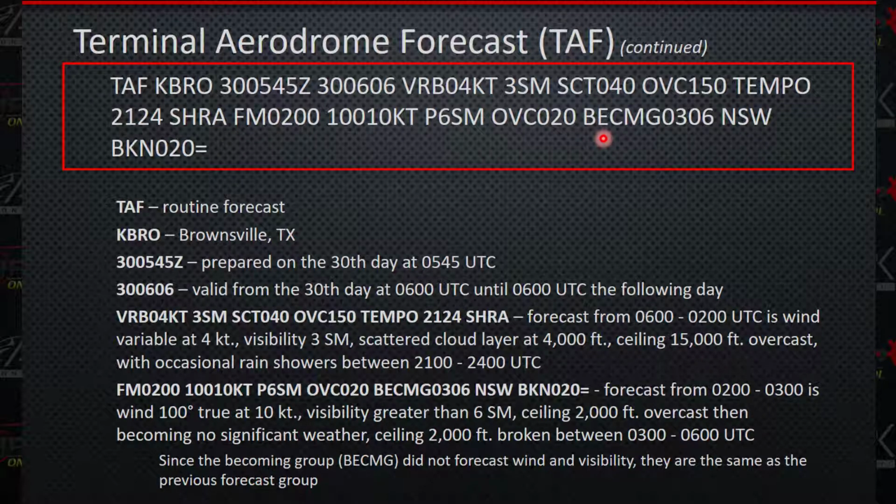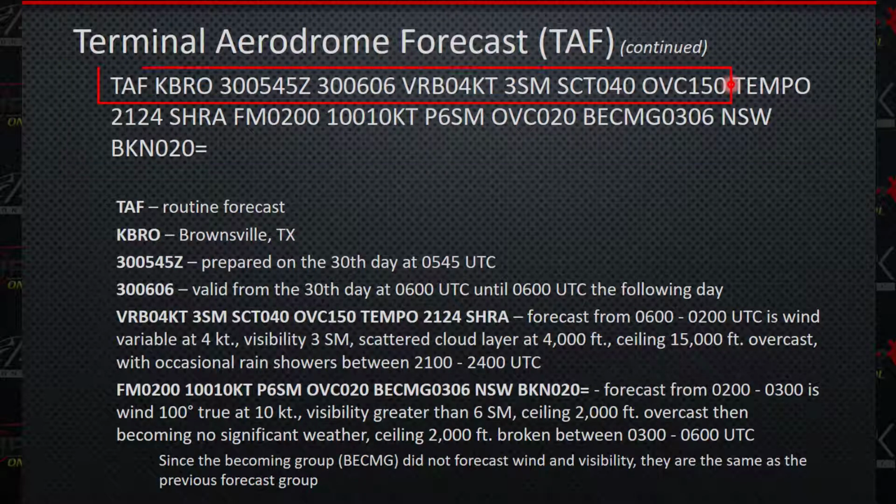What I mean by that is this first line here, from the whole TAF all the way till it gets to the tempo, that's what the overarching weather is going to be. All right, so it's going to stay like that, and then the tempo group is saying temporarily between 21 and 24, this is what the weather is going to be. After that, it's going to go back to the main overarching weather. And then we've got a becoming group, so it says becoming between 03 and 06Z. That just means sometime between those 3 hours, the weather is going to go away. So no significant weather, broken clouds at 2,000 feet.